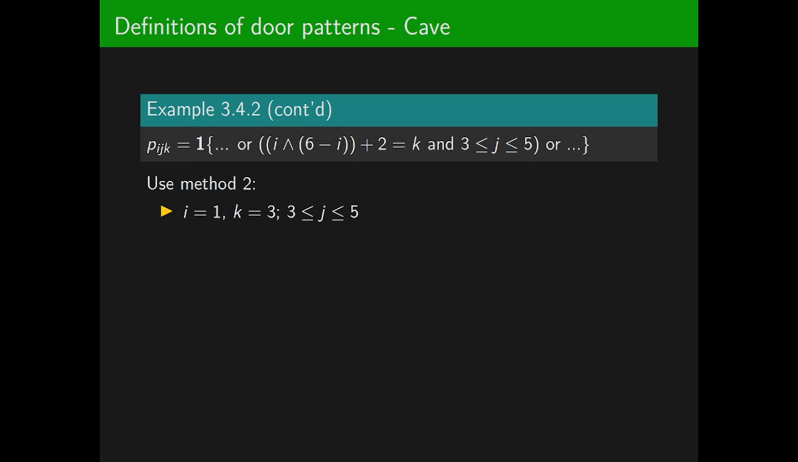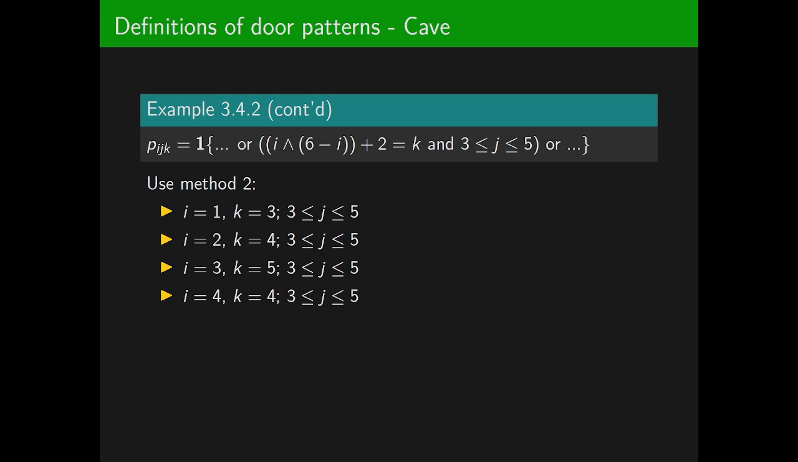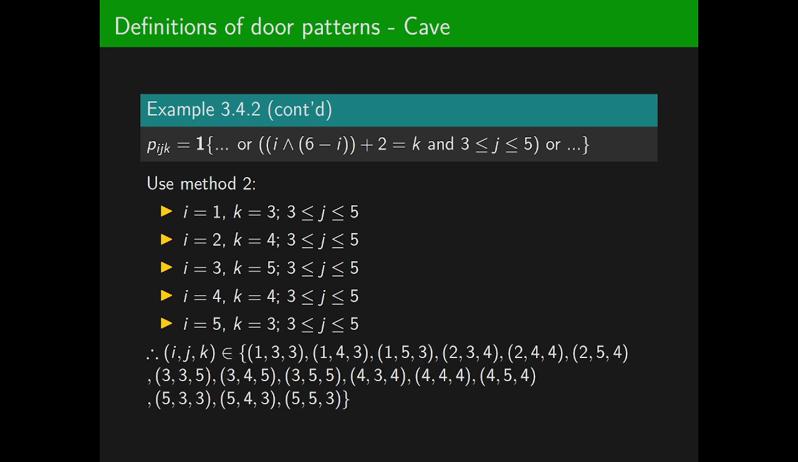So i equals 1, k equals 3, and then for j, the bounds are always 3 and 5 inclusive. And then i equals 2, then k equals 4; i equals 3, then k equals 5; i equals 4, k equals 4; and i equals 5, k equals 3. And then just state a bunch of conditions where the indicator function will be true for this part.